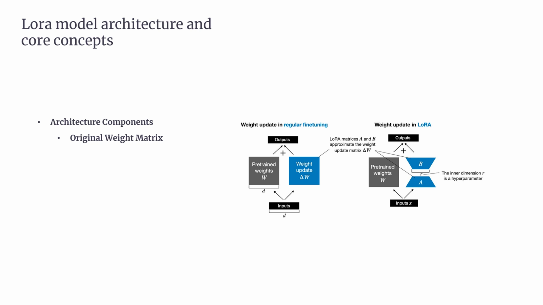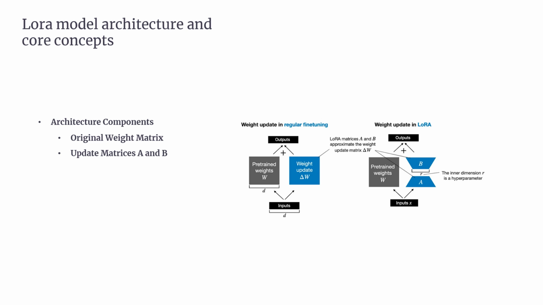2. Update matrices, A and B. LoRA introduces 2 new matrices, A and B, that are much smaller than the original weight matrix. These matrices are the key to making LoRA so efficient. Matrix A has dimensions of R multiply D. Matrix B has dimensions of D multiply R. Here, D is the original dimension of the weight matrix, and R is a rank parameter. This rank R is usually much smaller than D, which allows us to reduce the number of parameters to train.